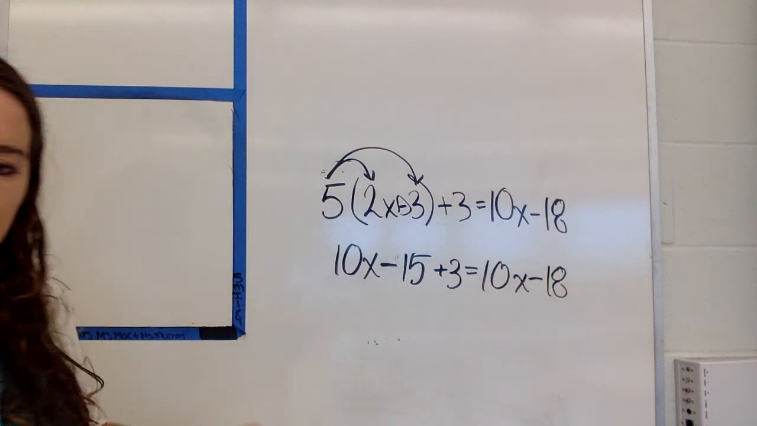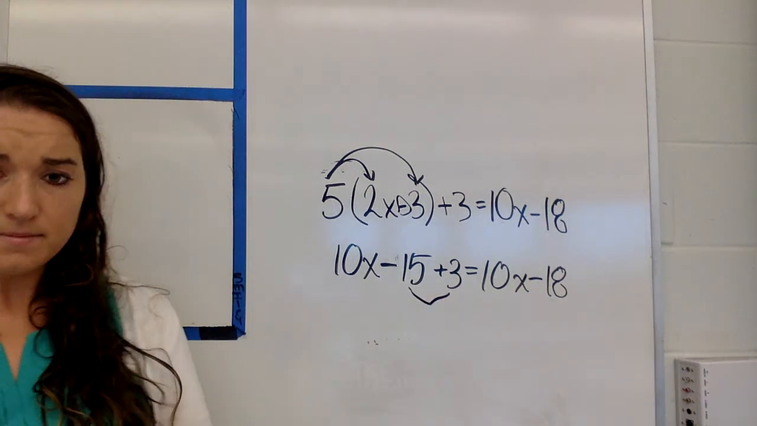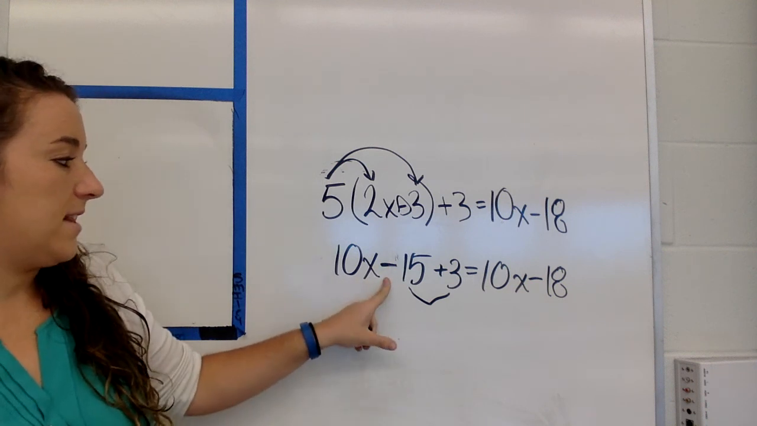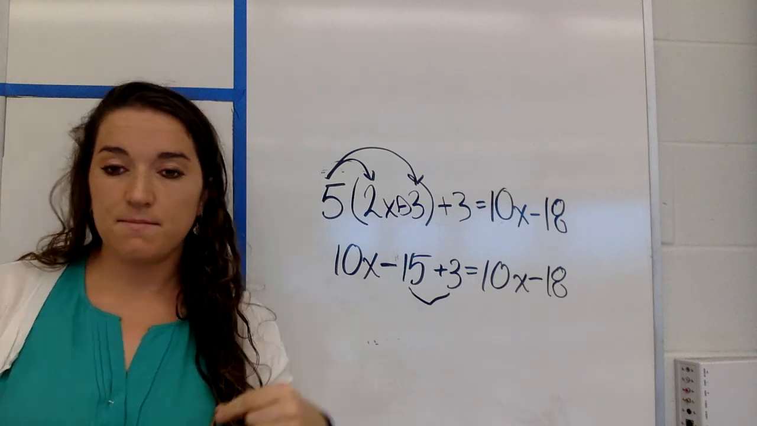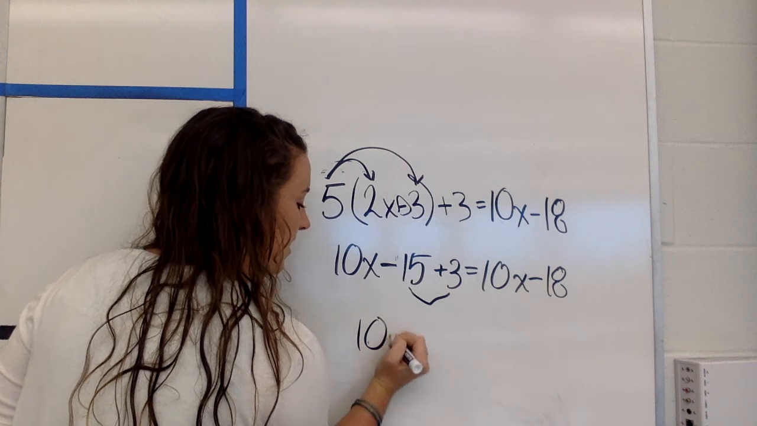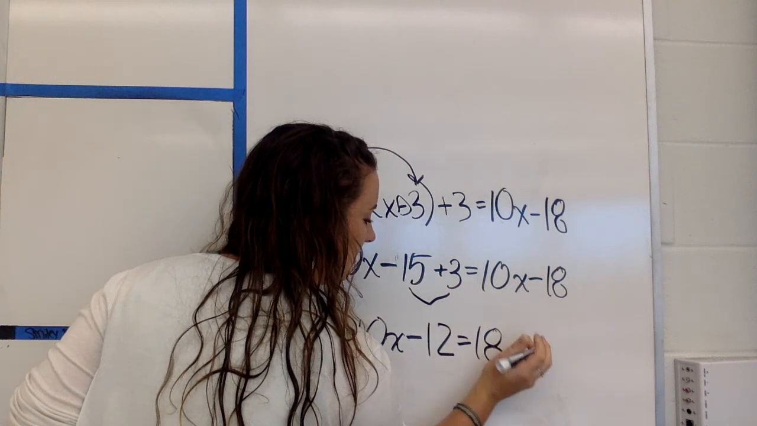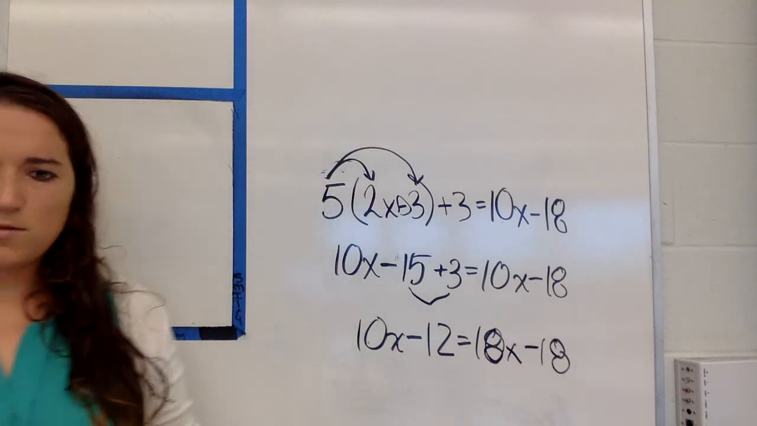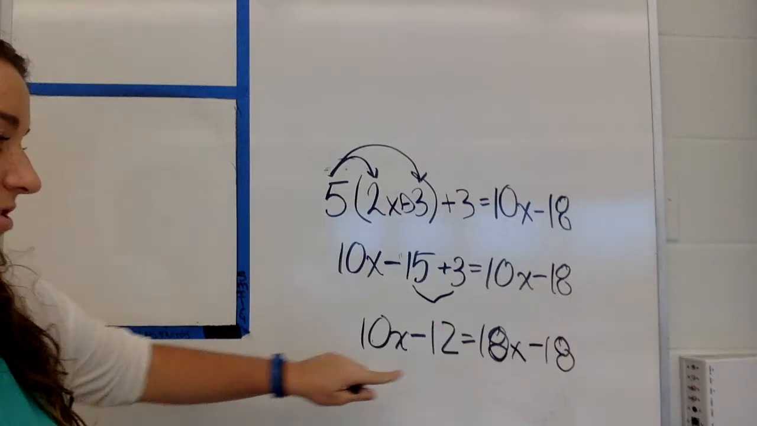Now, how can I further simplify this side of the equation? I can combine my 2 like terms, my 2 constants. I need to look at the sign in front of the 15, so it's negative 15 plus 3, or minus 15 plus 3. What will I end up with? I'll end up with 10x minus 12 equals 10x minus 18. Does anybody know what type of equation this is? One solution, no solution, or infinite solutions? Let's continue solving to check.